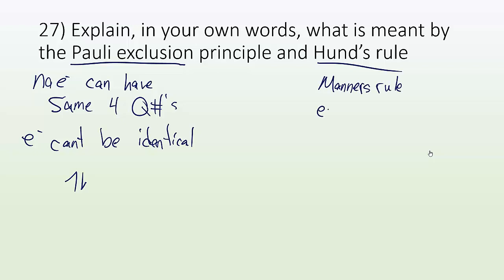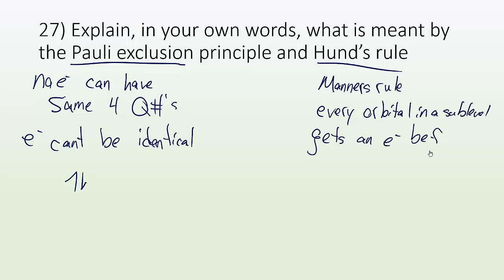And Hund's rule, I think of it like the manners rule, in that every orbital in a sublevel gets an electron before any of them get 2. So you gotta make sure everybody gets servings first before you go back for seconds.